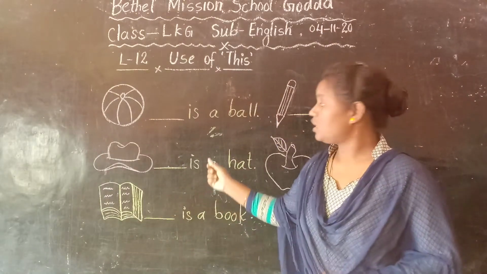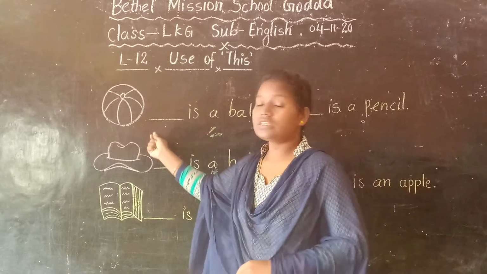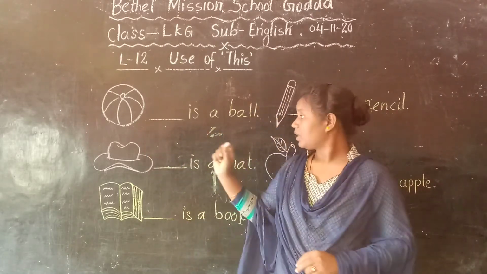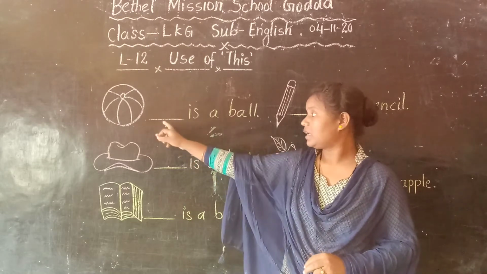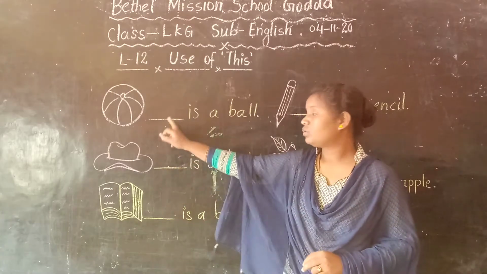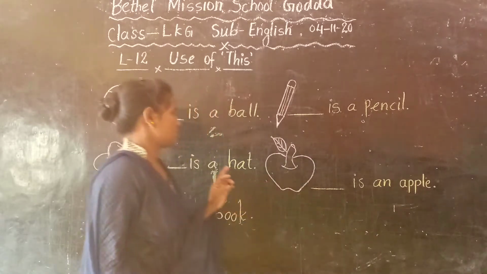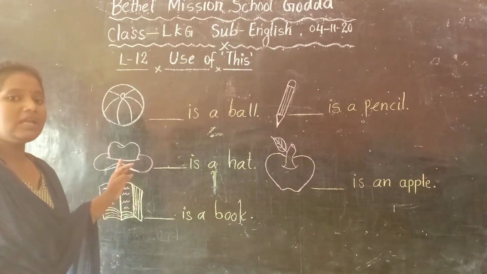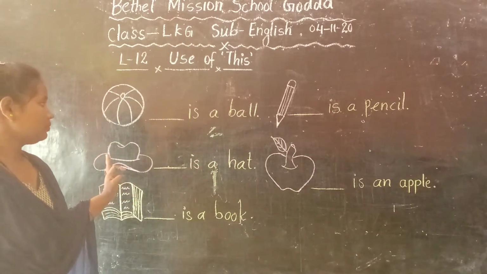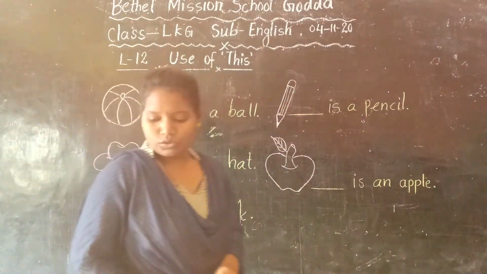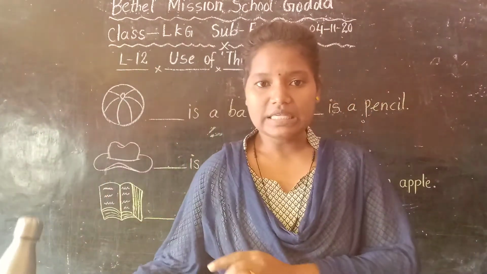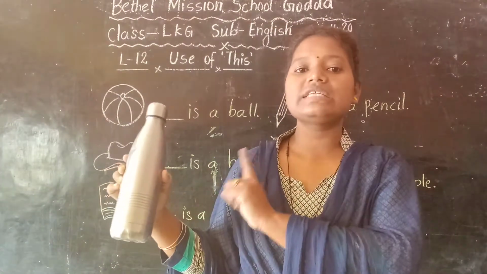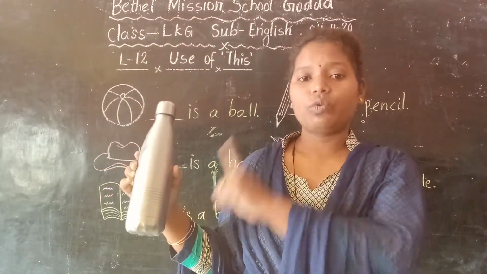So today we are going to learn the use of this. So we will see the usage of this. Here I have drawn some pictures and made sentences, and here I have left a dash for you. So we together will see and do the exercise. Suppose this is a water bottle. It is near me, isn't it? This is near me, so I can say this is a water bottle.